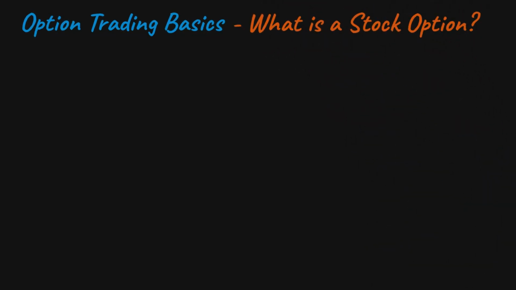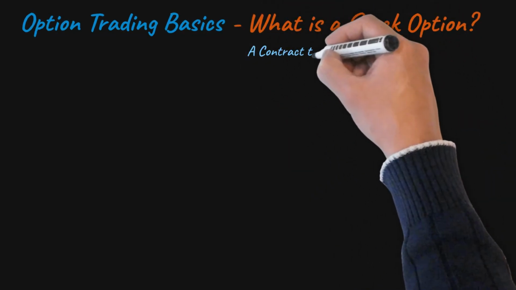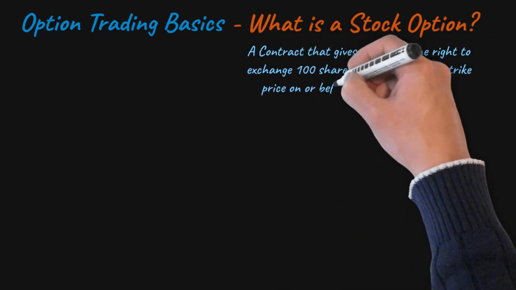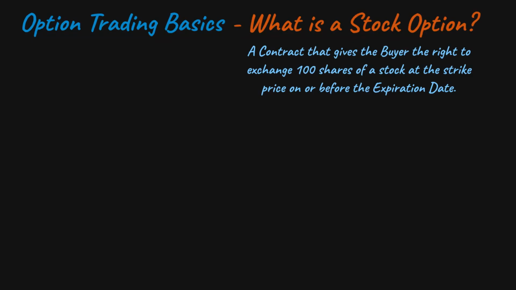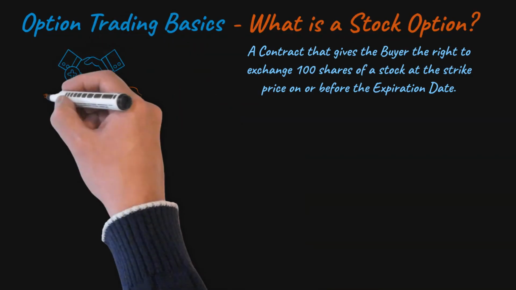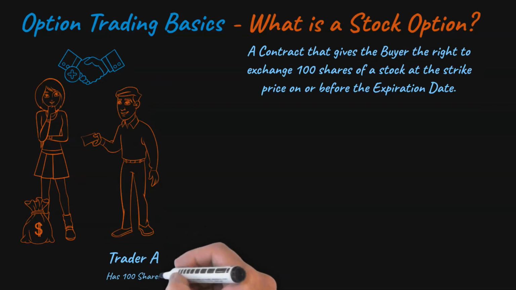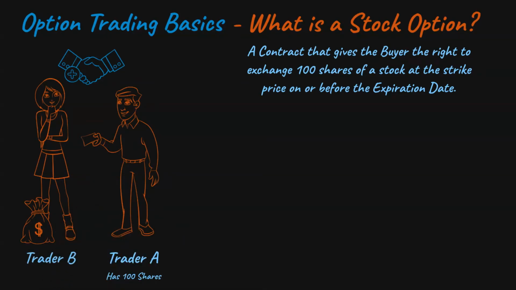What is a stock option? It is defined as a contract that gives the buyer the right to exchange 100 shares of a stock at the strike price on or before the expiration date. Simply stated, a stock option is a contract that is open between a person who owns 100 shares of a stock and a person who has money to buy those 100 shares. For example, Trader A owns 100 shares of a stock and Trader B doesn't, but has money to.